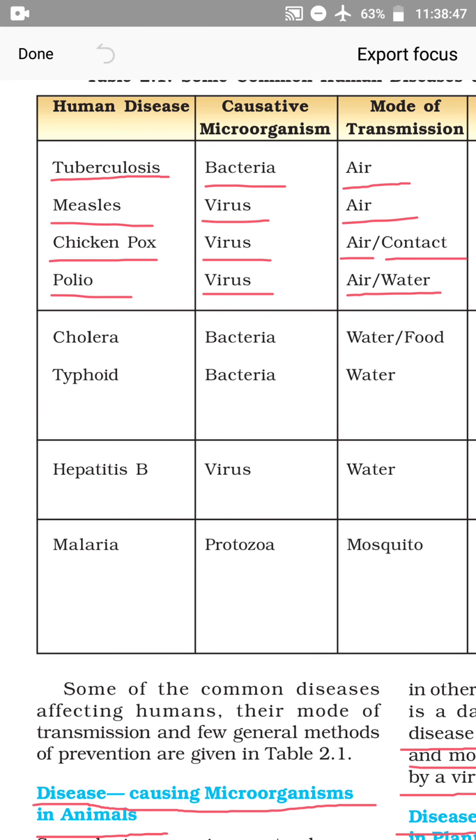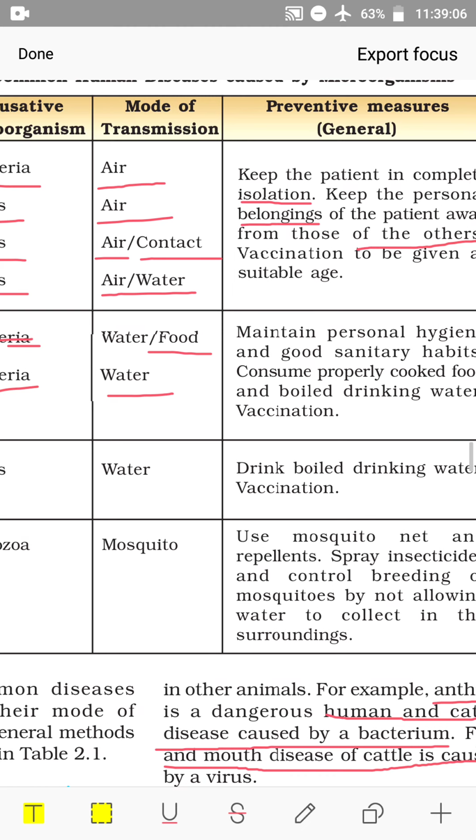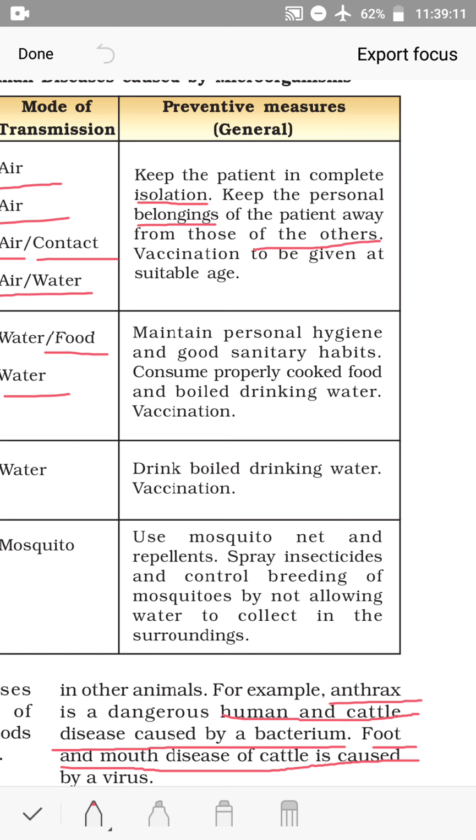Next, cholera and typhoid. Both of these causative microorganisms are bacteria. Mode of transmission: cholera through water and food, and typhoid through water. Preventive measures: maintain personal hygiene and good sanitary habits. Consume properly cooked food and boiled drinking water. Vaccination also can be a preventive measure.